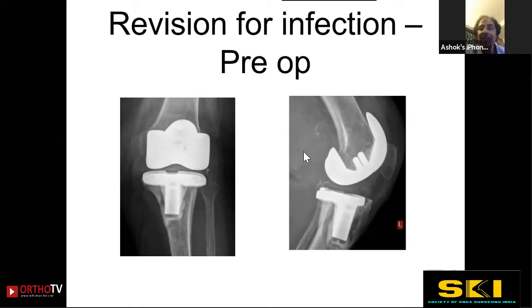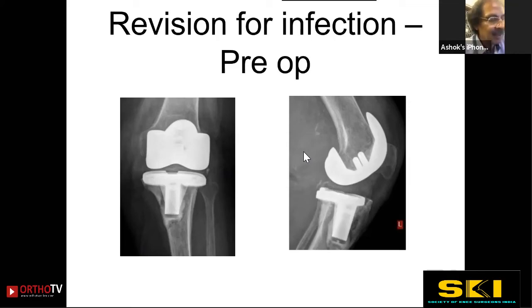So static spacer or dynamic spacer? I'm always happy to go with the static spacer. Static spacers. So everybody uses a spacer. Yeah, static.